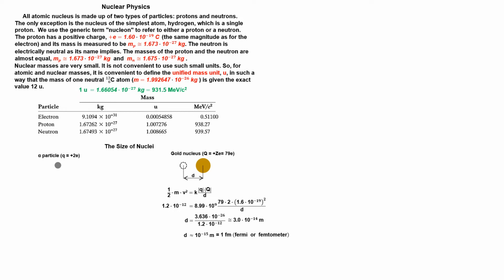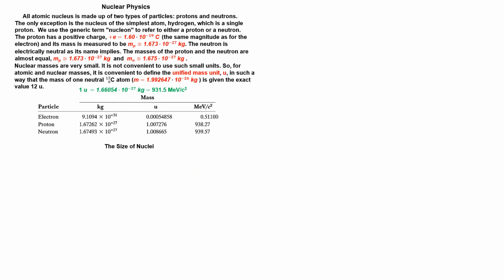Since the time of Rutherford's scattering experiments, a large number of other experiments have shown that most nuclei have a spherical shape with an average radius given by the formula, where r sub 0 is a constant equal to 1.2 Fermis, and A is the total number of nucleons.